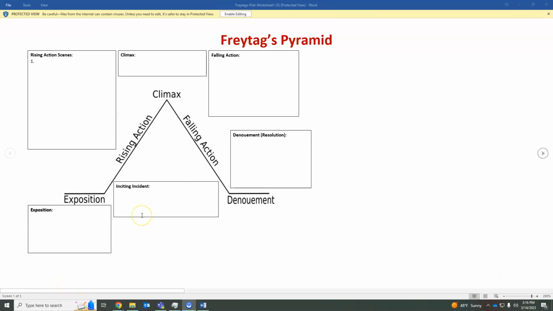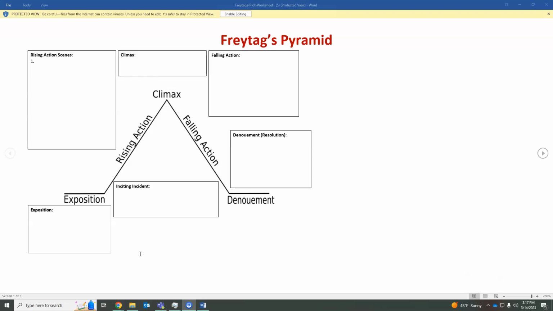So Freytag's pyramid for plot structure is really just the basic way anybody telling a story is going to tell a story, whether it's a true story or a work of fiction. Fiction is not true. Nonfiction is true. Sometimes that gets confusing. So your story is nonfiction. It is true. So you're going to start with an exposition, which is just a fancy word for what's the setting? Who's the story about?